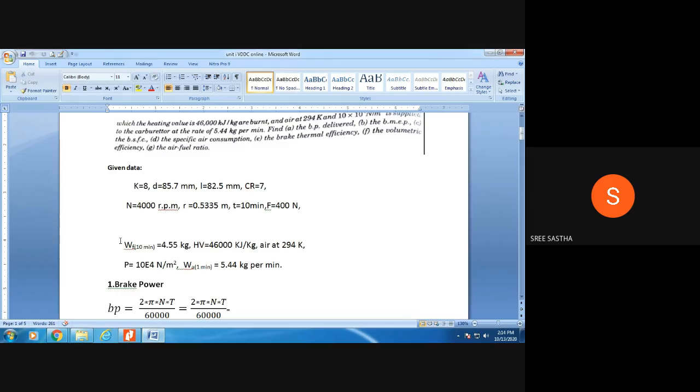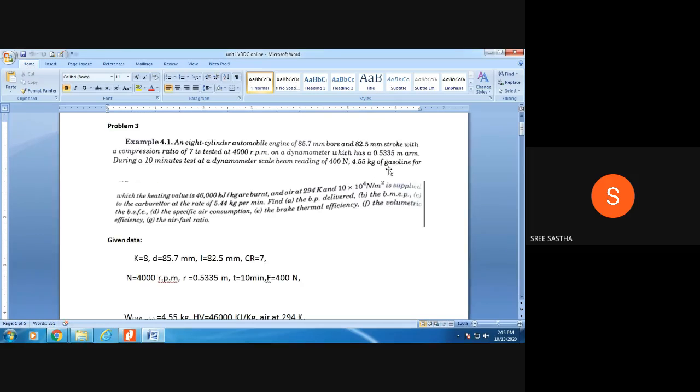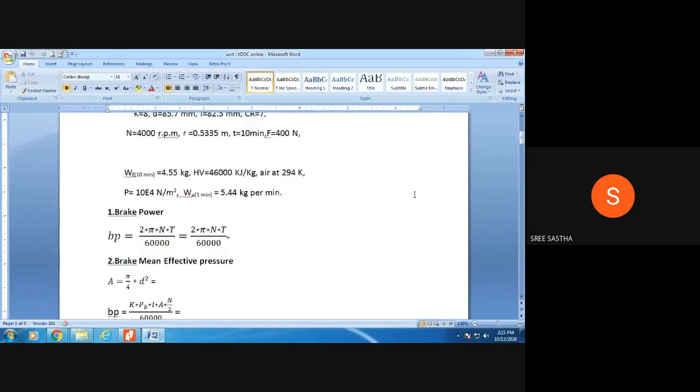So in most of the VDDC books, you might have seen the mass of the fuel is given as 4.55 kg, and you have to find it per minute, but it has been given for 10 minutes. So what you have to do is divide 4.55 by 10 per minute, that will be 0.455 kg per minute. Okay, this 4.55 is for 10 minutes.